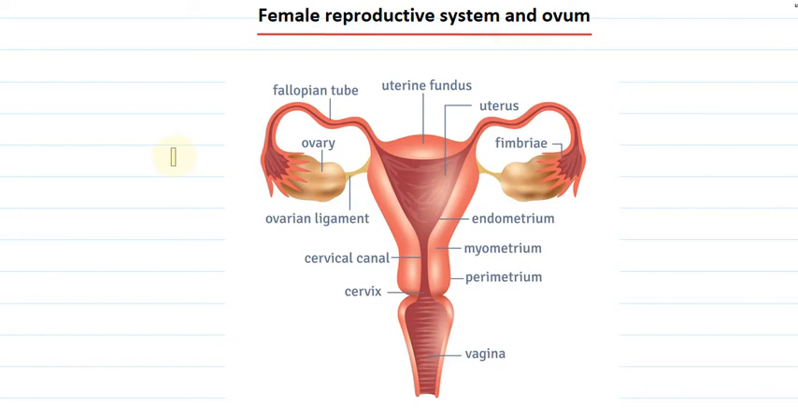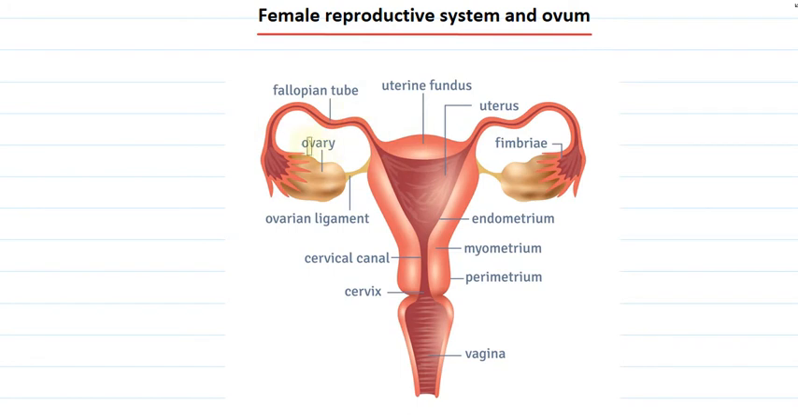The topic for today's video is the female reproductive system and ovum. Female and male have different reproductive systems, but today we'll be discussing mainly the female reproductive system. In our next segment of videos we will be talking about the male reproductive system as a separate system. Okay, so there are different parts of this female reproductive system.